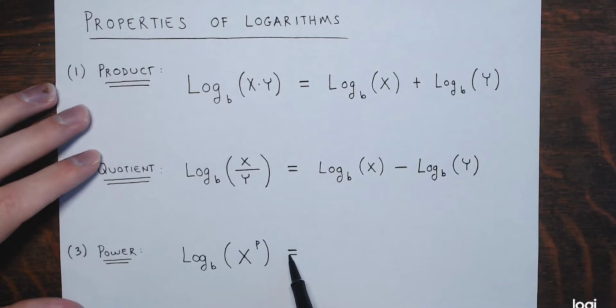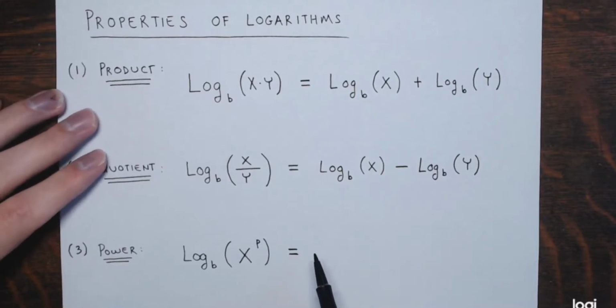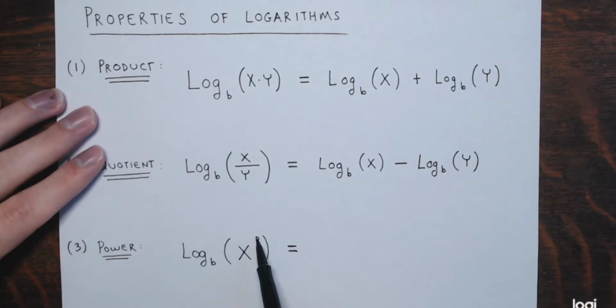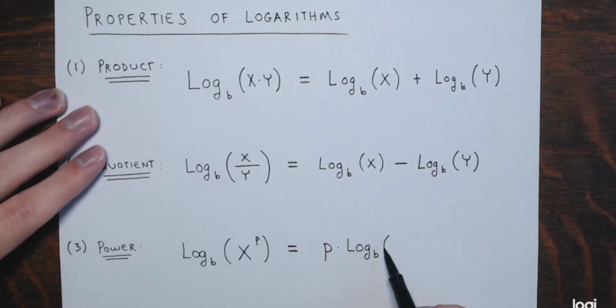And you can write this as an equivalent expression by pulling that power out in front and making it a factor, turning this into a product. So the power p pulls out. This is equal to p times the logarithm base b of just x now. The argument of the logarithm is just x instead of x to the p. Right, the p got pulled out front, and then x remained.